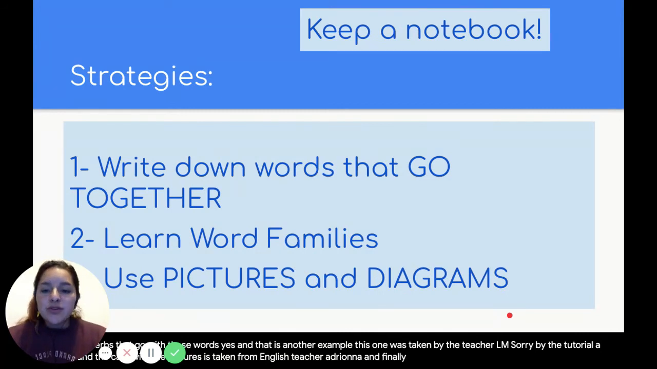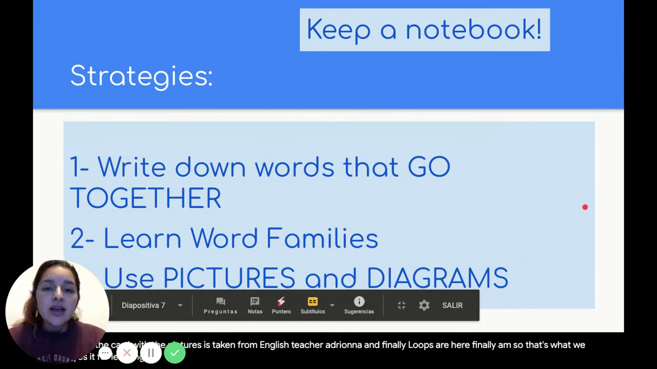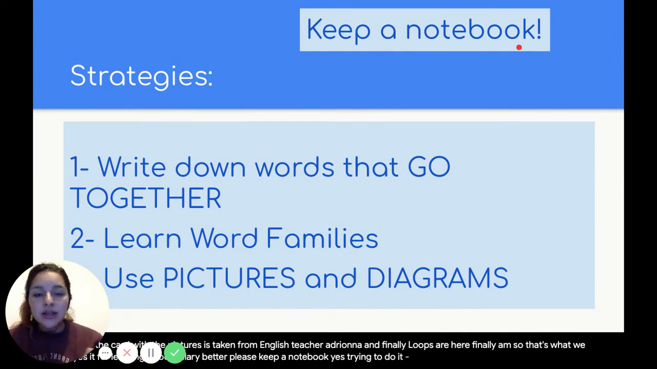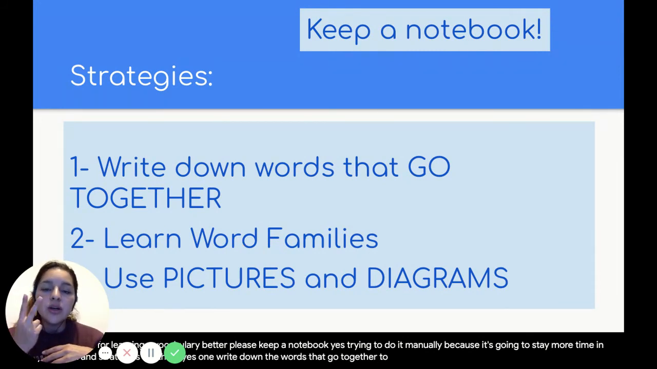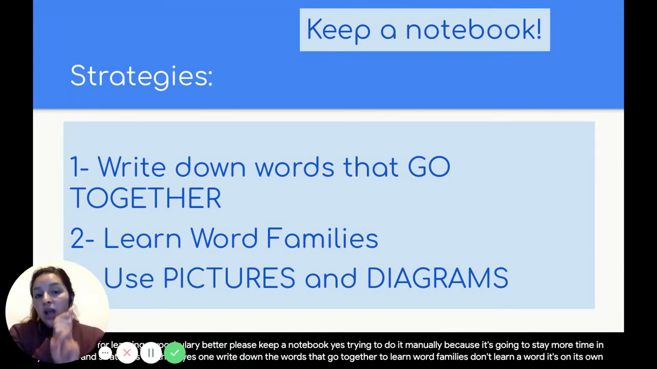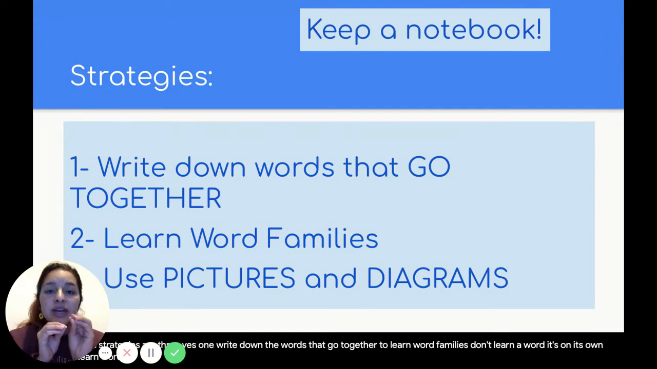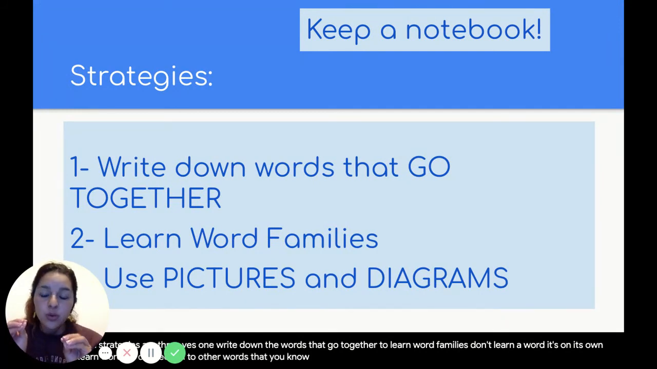And finally, that's what we covered. For learning vocabulary better, please keep a notebook. Try to do it manually because it's going to stay longer in your brain. And the strategies are 3. 1, write down the words that go together. 2, learn word families. Don't learn a word on its own, alone. Learn words in connection to other words that you know. And finally, use pictures and diagrams.